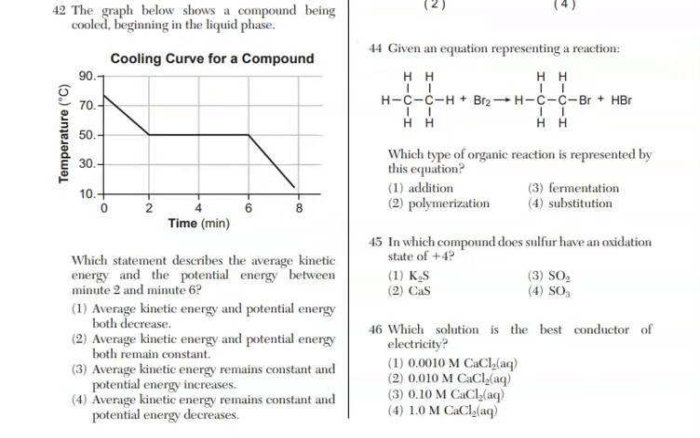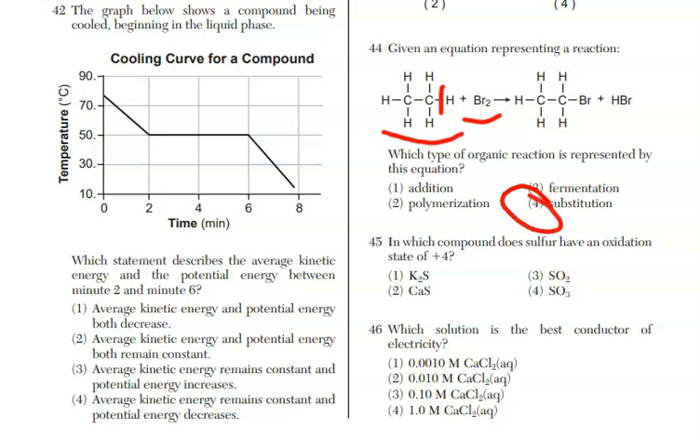For question 44, given the equation representing a reaction, which type of organic reaction do we have? Just look at the reactants versus the products. I have an alkane and a halogen, right? So this is Br2 on the left. Now, the bond here is broken and the bond here is broken. And what do I end up with? I end up with a bromine on my hydrocarbon and hydrogen bromide. In other words, there's a switch. A bromine takes the place of a hydrogen, which is substitution.